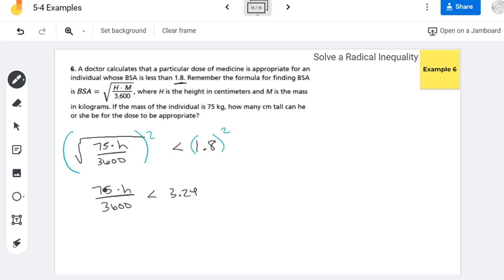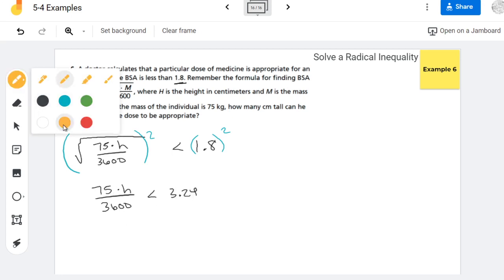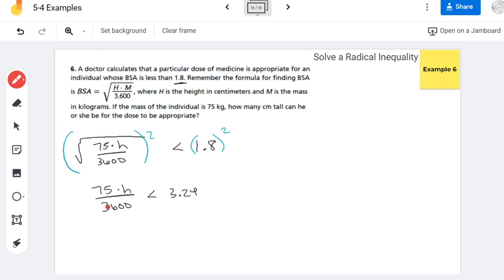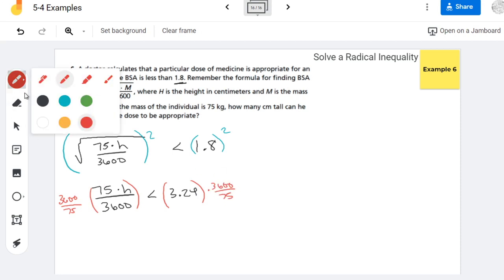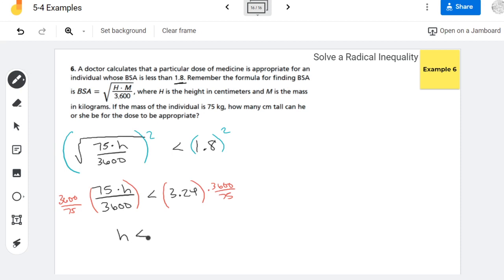Now, this is essentially a fraction times h, right? So if you wanted to save yourself, I mean, it's not really much work, it's one step of writing, you can multiply by the reciprocal fraction like this, and it has the same effect of getting rid of the fraction. So I'd have h is less than, so it literally just saves me one step of writing, which for lazy people like I am, why not, you know? So I got 155.52.